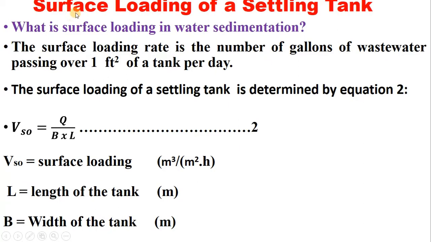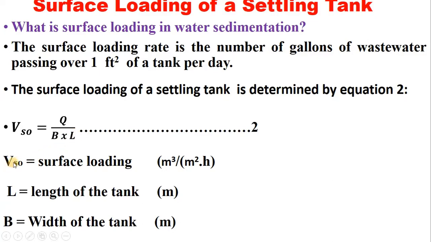Then look at the surface loading of a settling tank. What is surface loading in the first place? It is the number of gallons of wastewater passing over 1 foot square of a tank per day. The surface loading of a settling tank is determined by equation 2 below. So Vs naught, which is the surface loading velocity, is equal to Q over B times L, where Q is the flow rate, B is the width of the tank, L is the length of the tank in meters.